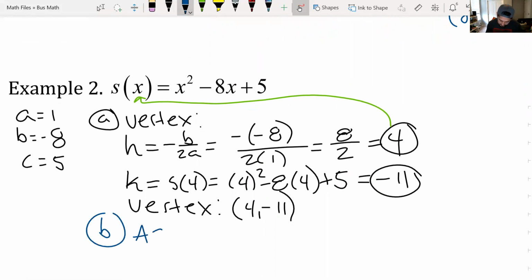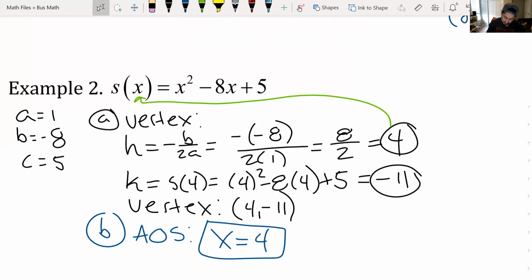B, axis of symmetry, easy money. Remember, if you have your H value, you have your axis of symmetry. So axis of symmetry is just X equals 4. Okay. Hey, that was easy.